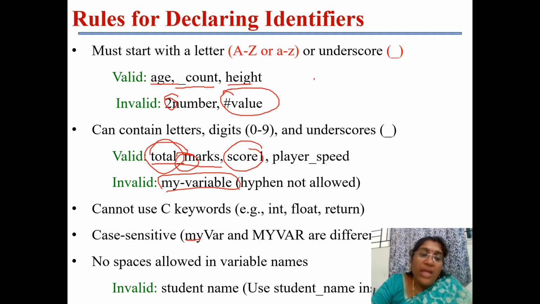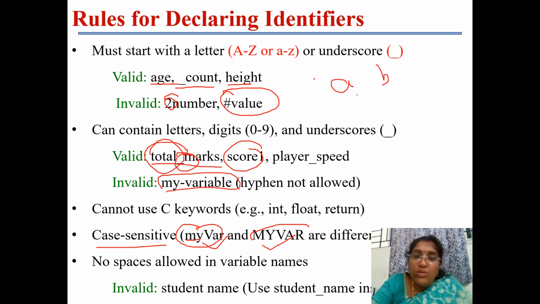Identifiers are case sensitive. A small-letter myvariable and a capital-letter MyVariable are different, so they are two different variables. No space is allowed in a variable name, but instead of a space, we can use an underscore.